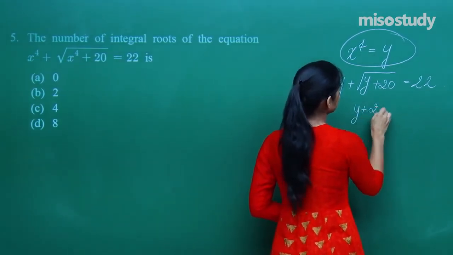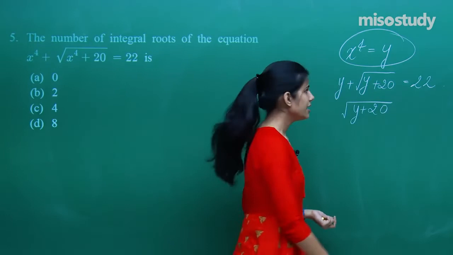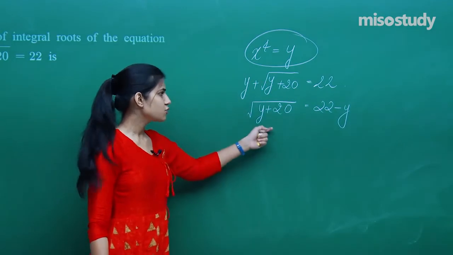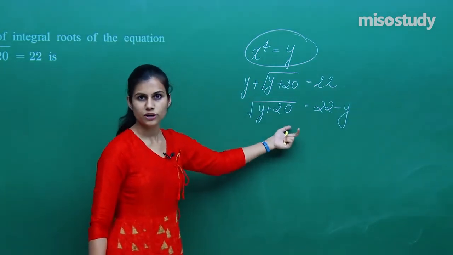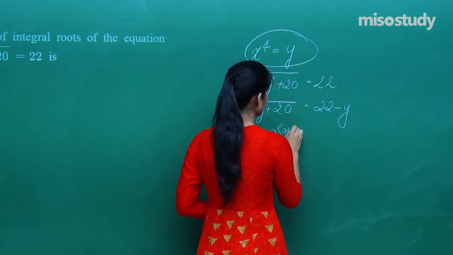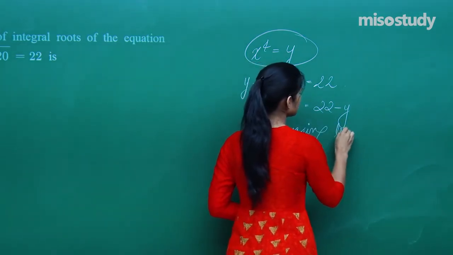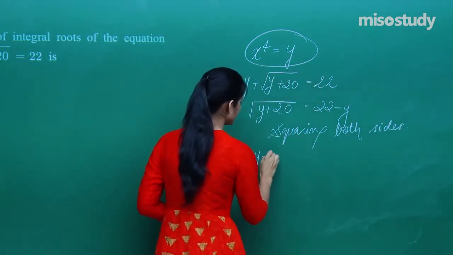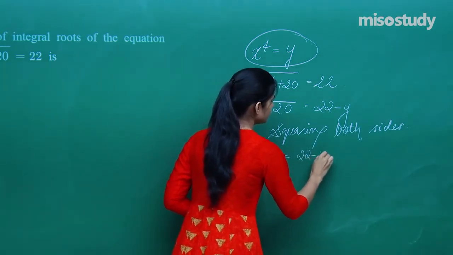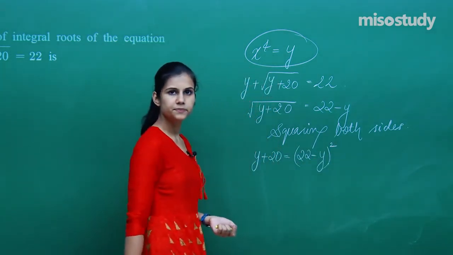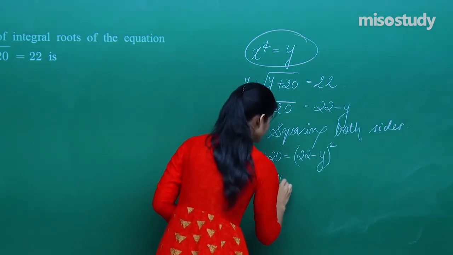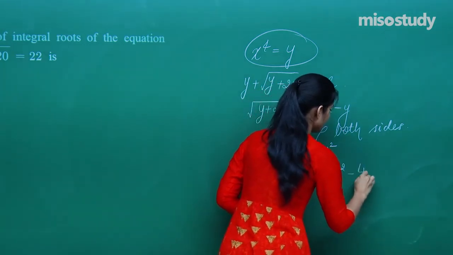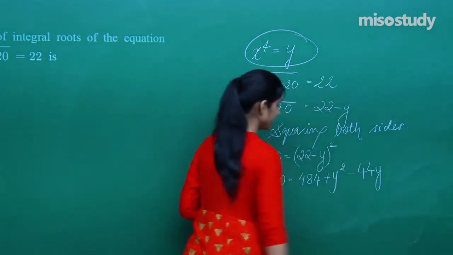Fine. Now things are pretty simple. I'm just going to let this be here and send this y that side, and the purpose should be very crystal clear that I need to square both sides so that I can get rid of the square root sign. So when I square both sides, what do I get? I get y plus 20 equals 22 minus y whole square, which gives you y plus 20 equals 22 square plus y square minus 2 into 22 y.